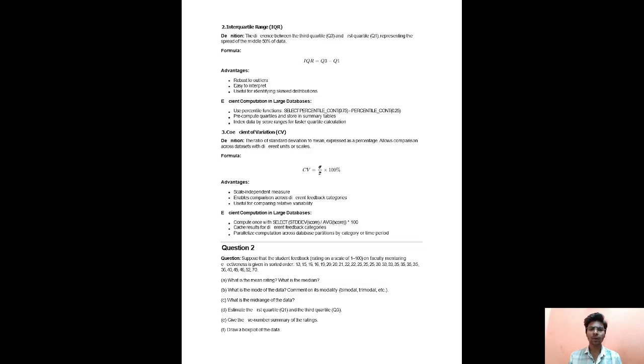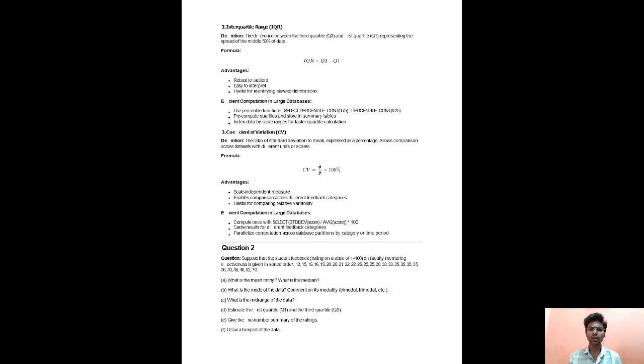Efficient computation in a large database: use percentile functions, SELECT percentile_cont(0.75) minus percentile_cont(0.25). Precompute quartiles and store them in a summary table, and index data by scoring range for faster queries.